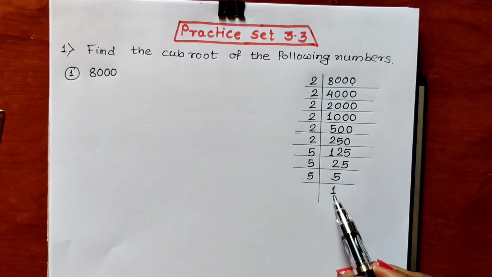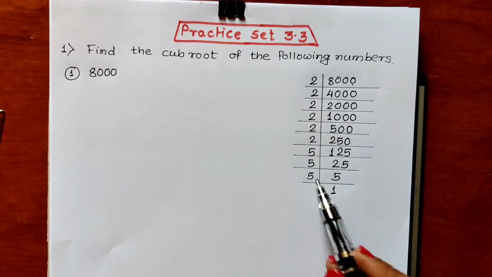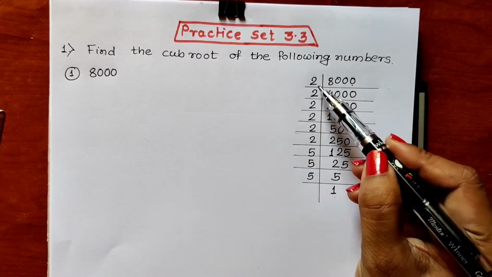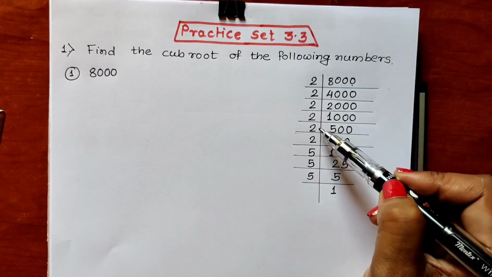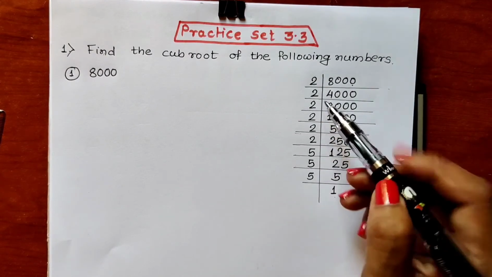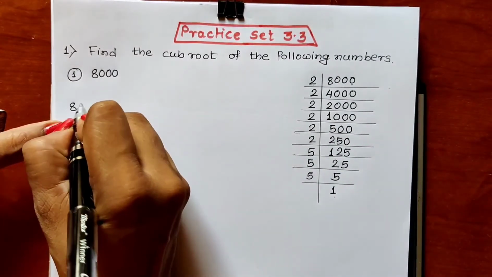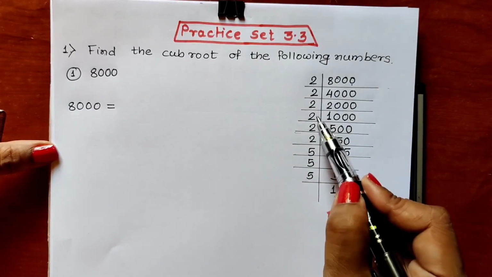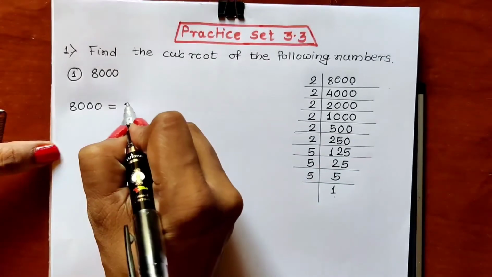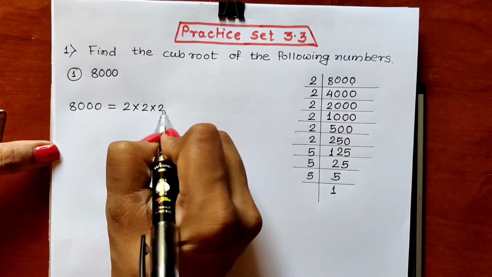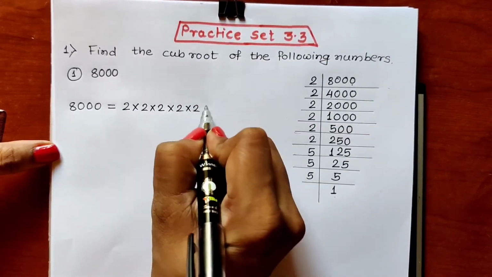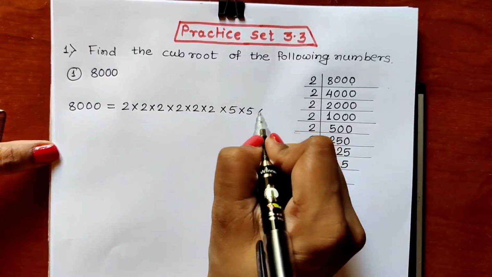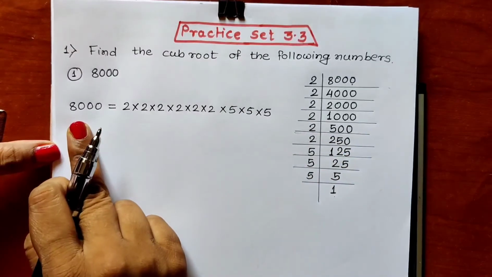So in this way, until we get 1, we keep on dividing and we keep on finding the prime factors. So in this way here we have got all prime factors. Why are they prime factors? Because they are not divisible by any other number. So we will be writing the factors of 8000 like this. 8000 is equal to 2 into 2 into 2 into 2 into 2 into 2, 6 times, and then 5 into 5 into 5. So in this way we have got all prime factors of 8000.